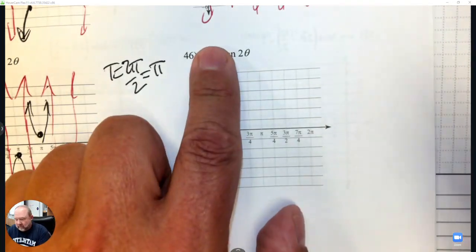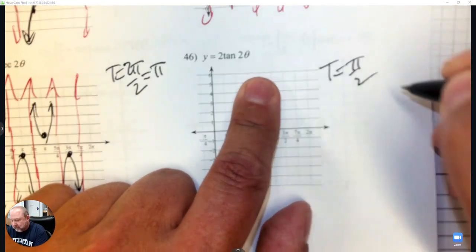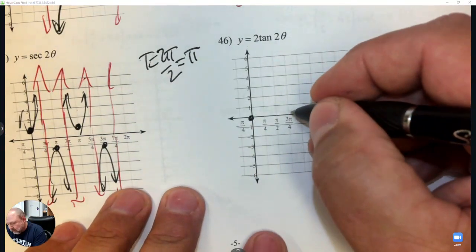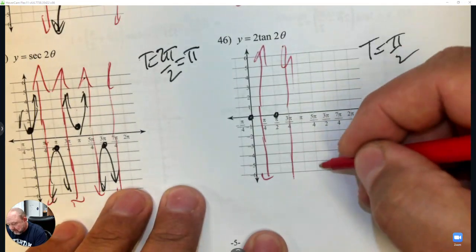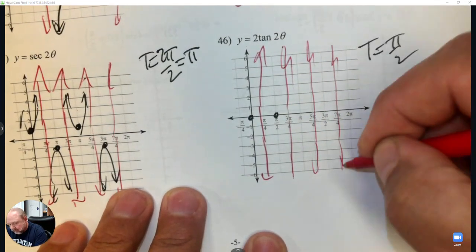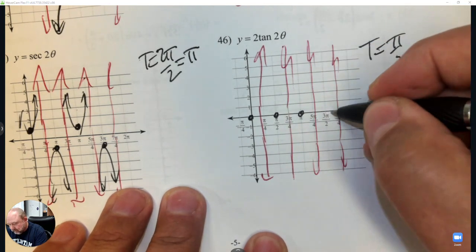46. Tangent, don't make the mistake. It's pi divided by 2. Starts in the middle. We go to pi over 2. In the middle there, we have an asymptote. And there's our pattern. So once I know my pattern, I just go across with my pattern. Make my life easy. And then zeros in the middle.